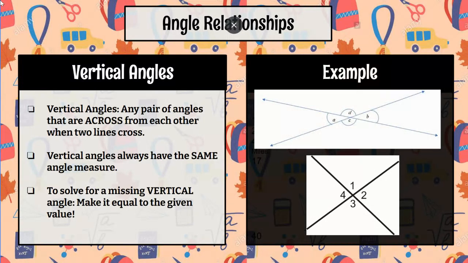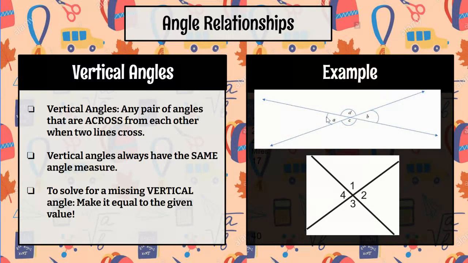Now, we also talked about yesterday angle relationships, okay? And we focused on this first type yesterday, which is vertical angles. So to review that, vertical angles are any pair of angles that are across from each other when two lines cross. So here I've got two lines that are crossing. A and B are vertical angles to each other because they are across from each other.